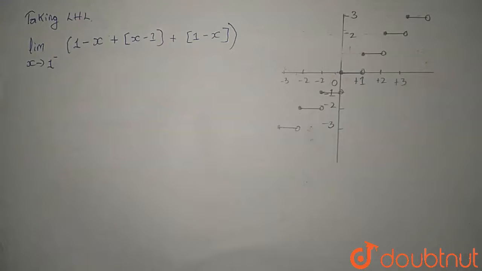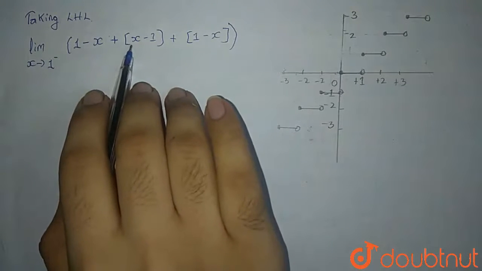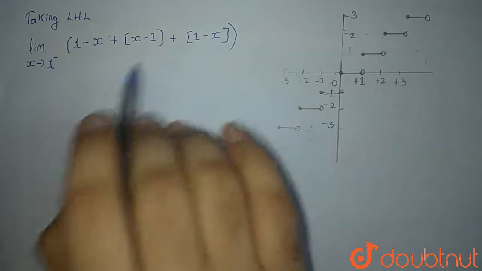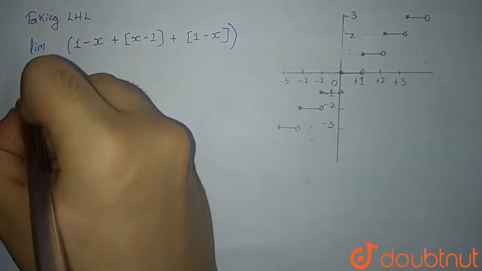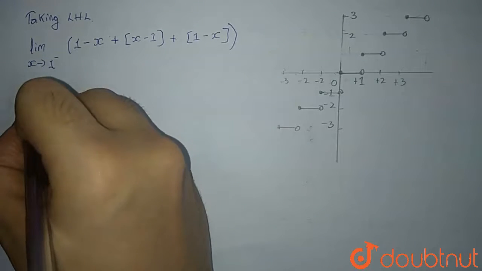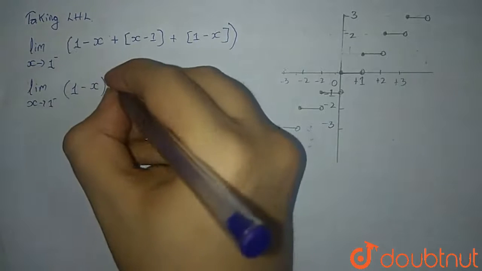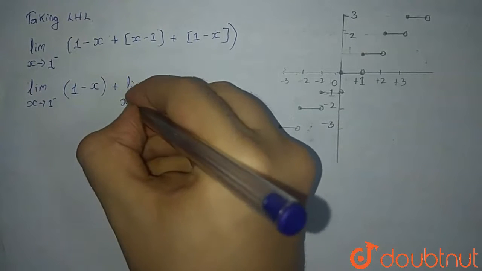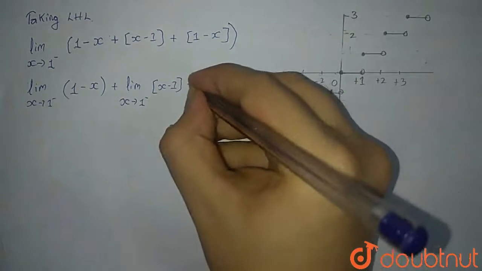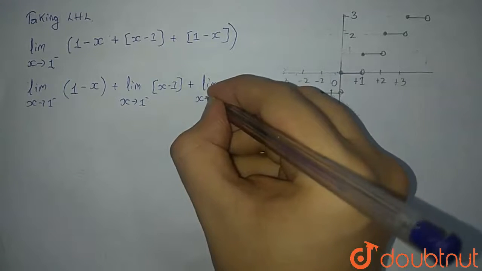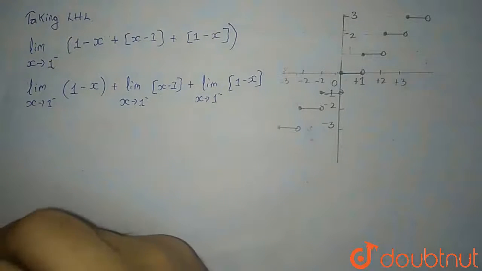So let's move on to LHL, and the LHL is limit x tends to 1 minus of 1 minus x plus greatest integer of x minus 1 plus greatest integer of 1 minus x. Now we will apply the same rule here: limit of f(x) plus g(x) is equal to limit of f(x) plus limit of g(x). After applying that, we will get limit of 1 minus x, plus limit x tends to 1 minus of greatest integer of x minus 1, and limit x tends to 1 minus of greatest integer of 1 minus x. Okay, so these three things we will get.